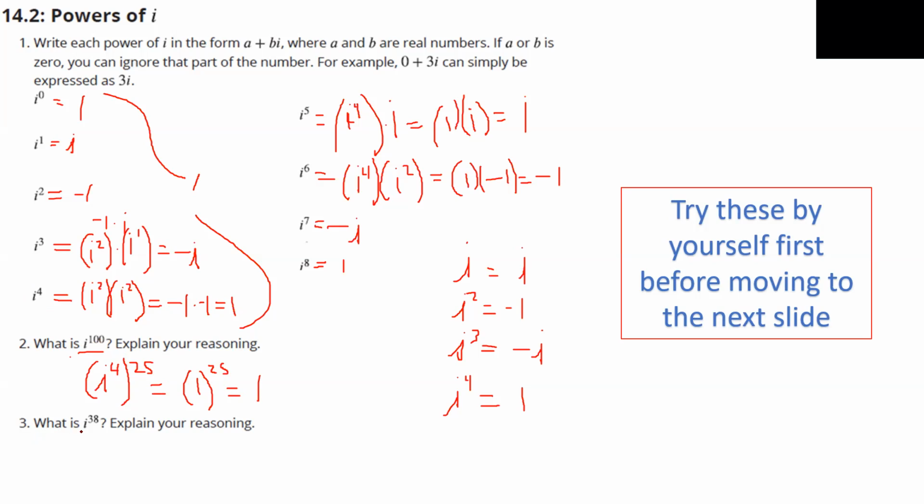Okay. And here we do the same process. So i to the 38th, we know that we can break this up by, if we were to multiply 4 times, actually, I'm going to go ahead and let you guys figure this one out by yourself. I already gave you a starting point. Go ahead and do that now.